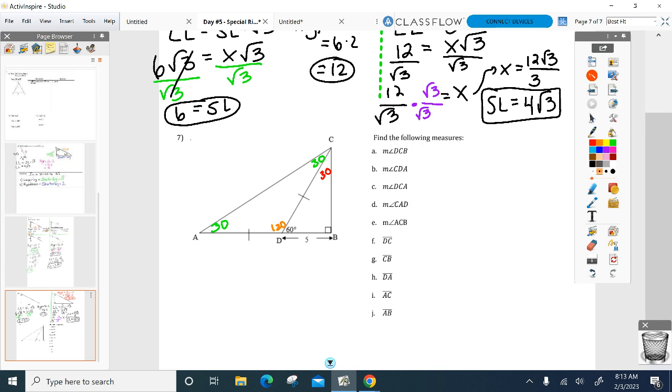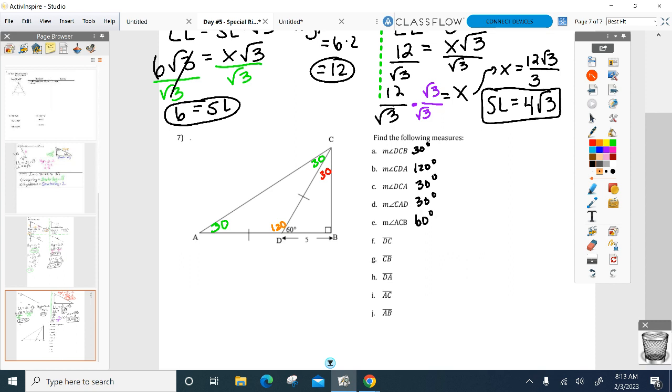So I think we can answer A through E now, right? DCB is 30. CDA, 120. DCA, where's DCA? 30. CAD, 30. ACB, 60 when I add them up.